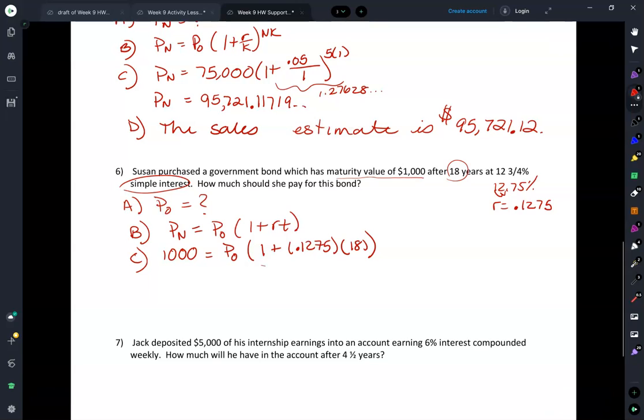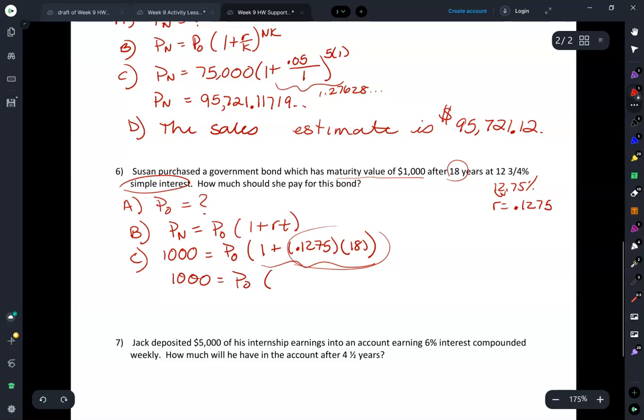So I just have to get this part done first and then divide both sides by that. So be careful not to just go 1 plus 0.1275, right? So we've got to multiply this out first. 0.1275 times 18. And I get 2.295 and then plus 1. So if you're doing this on your calculator, don't forget to add that 1 in there. That'll throw you off.